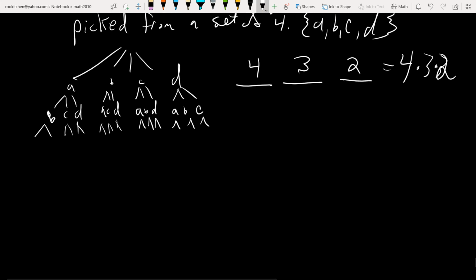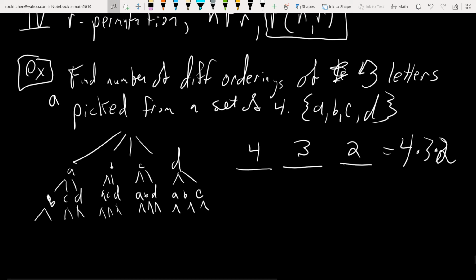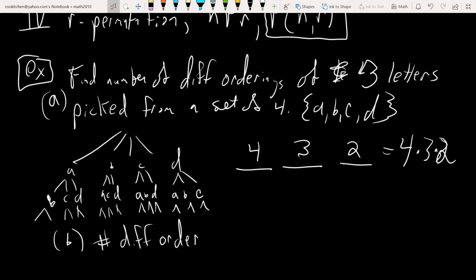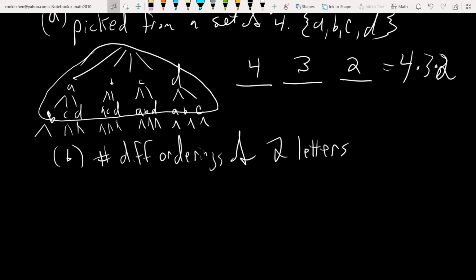So this is the number of ways you can order 3 letters. Part B: find the number of different orderings of 2 letters. It's basically the same tree, except instead of going down to that third level, we're just using that part of it. So in the first case there's 4 choices, and then in the second case you have 3.